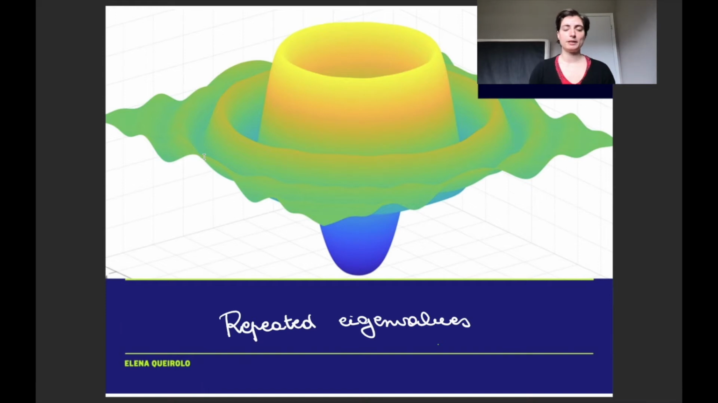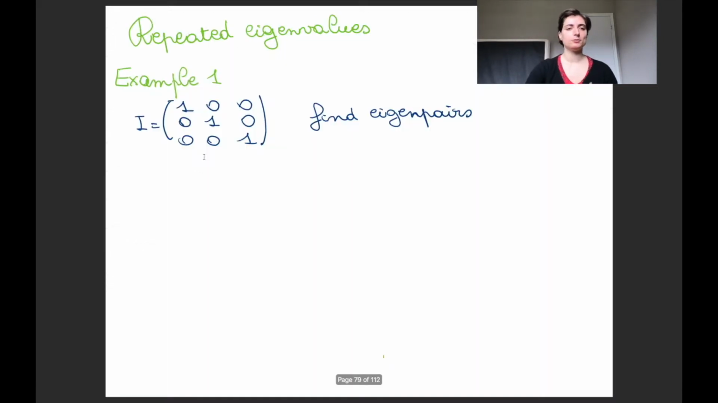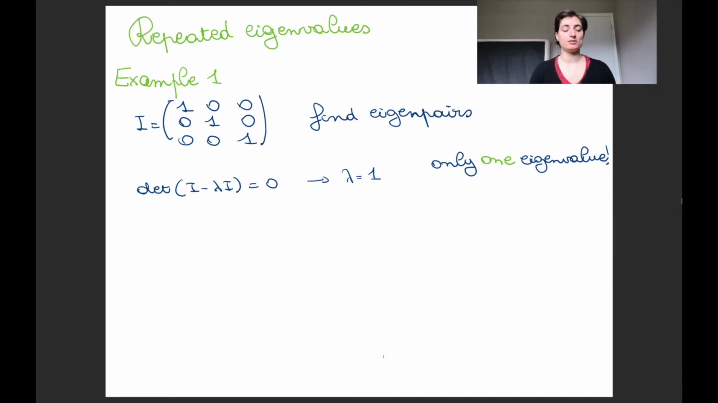There is one topic that we haven't covered last week and we haven't covered yet this week. What happens when we have repeated eigenvalues? So let's look at an example. We have the identity matrix and we want to find the eigenpairs. The determinant of I minus lambda I equal to 0 requires lambda equals 1. So there is only one eigenvalue. It's a 3x3 matrix with only one eigenvalue.